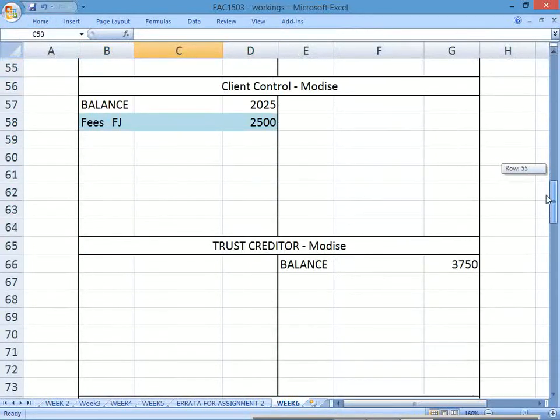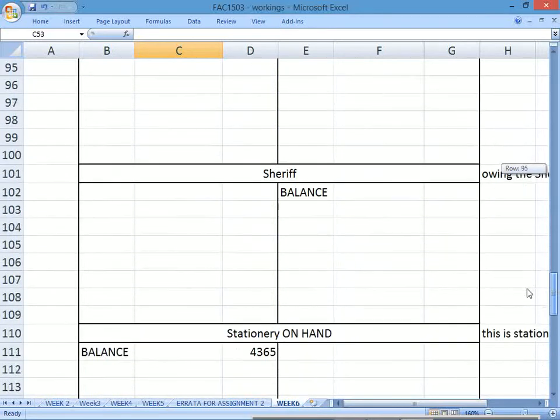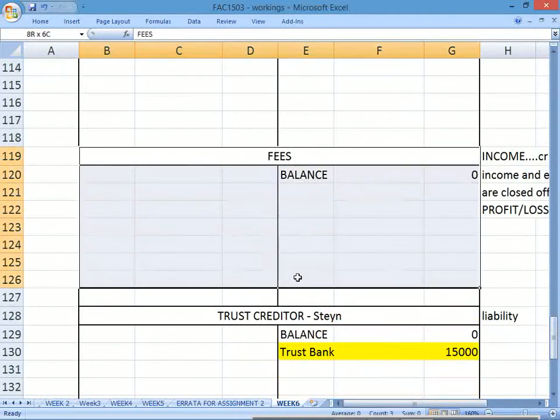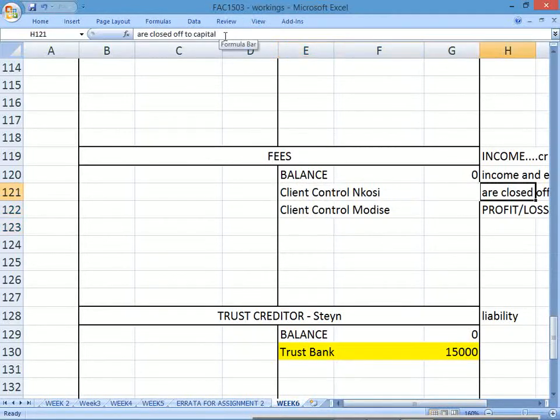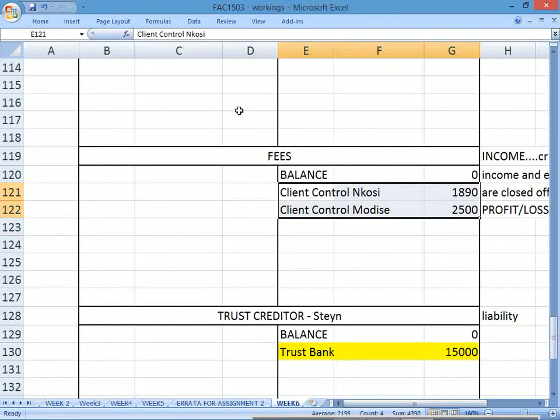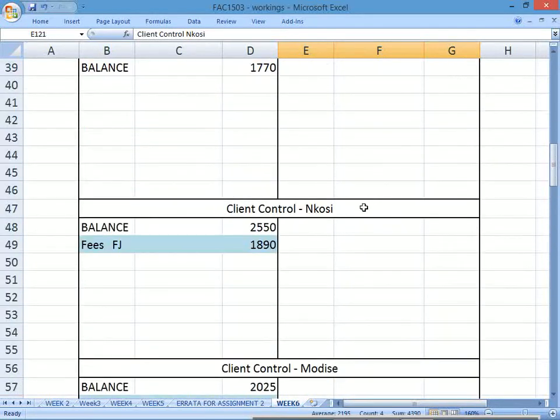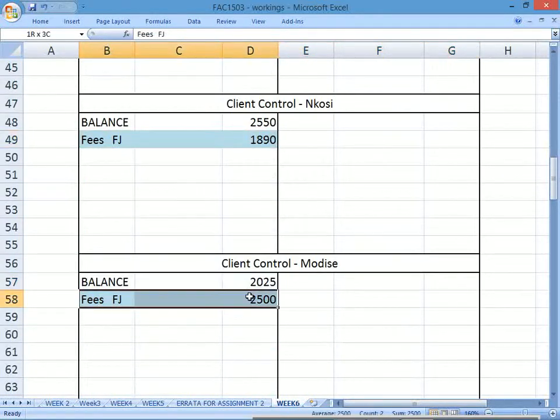So we need to go down to the fees. Did we have a fees account? Let's see. Yes, we did. Okay, there it is. So here I'm going to record client control Nkosi and Modise, and those amounts again, 1890 and 2.5. Right, so now those debits we had earlier have credits. Those credits there are referenced with those debits there. Okay.